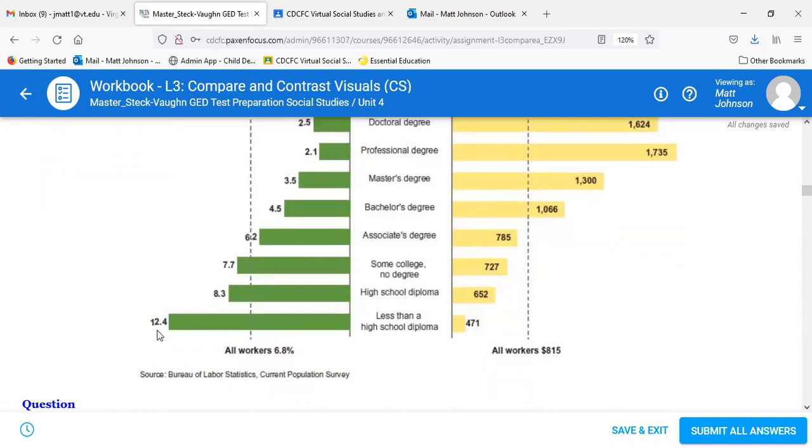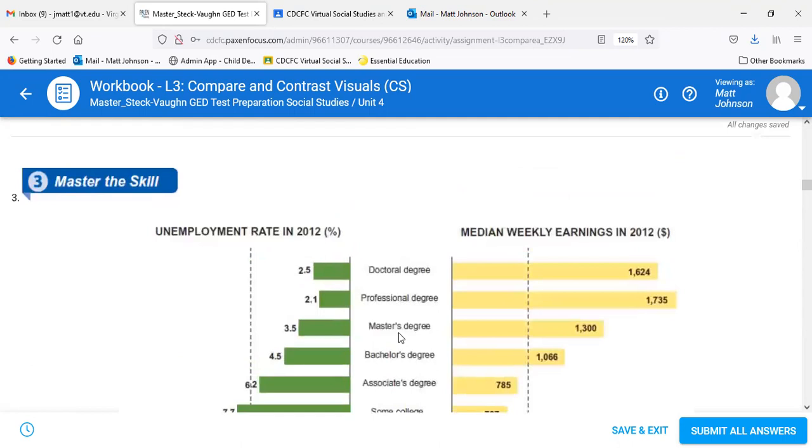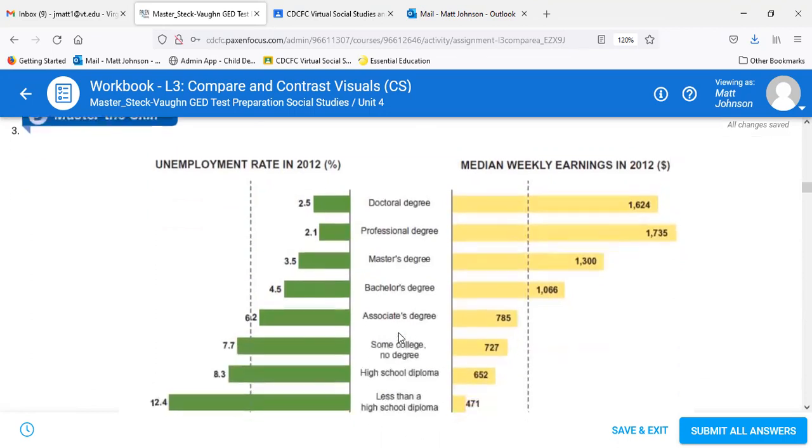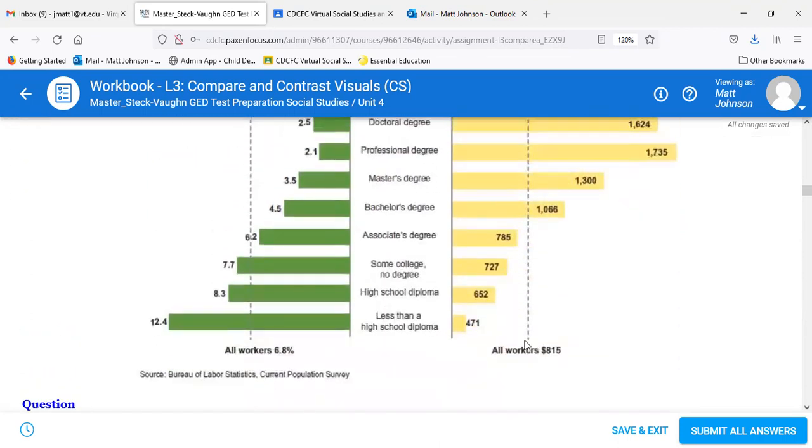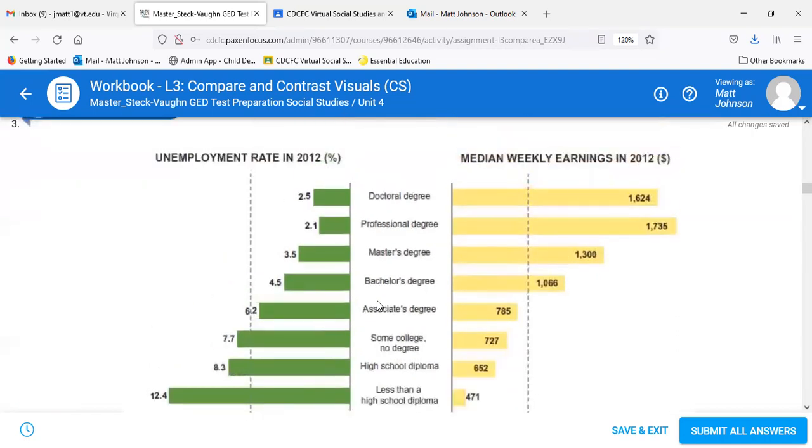And we also see the highest level of unemployment at 12.4, right? So we see that comparison. There's a comparison to make there between the income earned and the unemployment rate. And then we also see, what is that line there? Okay, all workers. So that's what they're saying there. If we combine that dotted line, the unemployment rate for all categories combined in 2012 was 6.8%. Likewise, the average of all professions, all degrees, was $815. Then we see the breakout for each level of education.